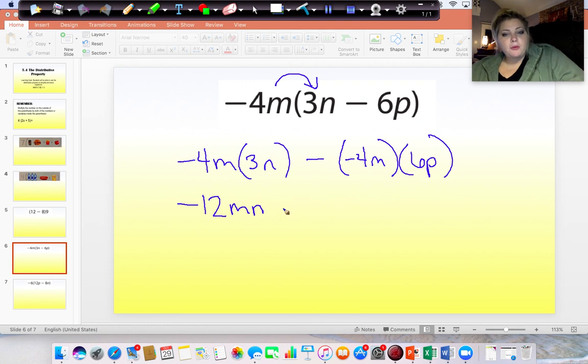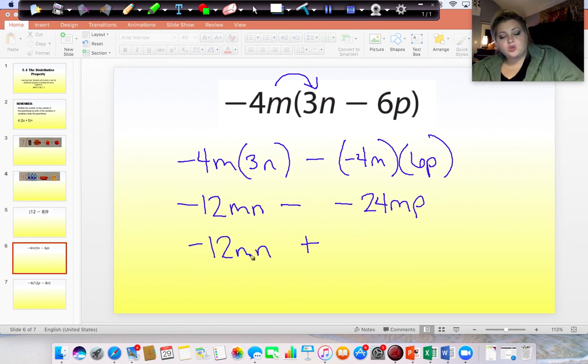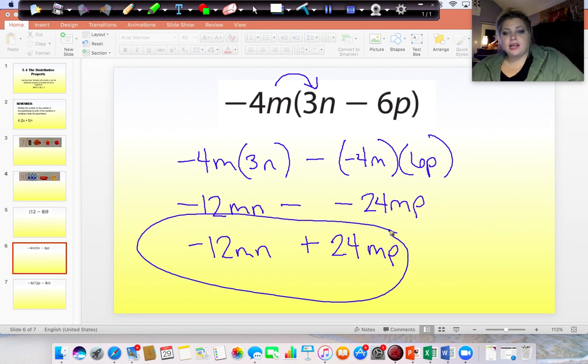All right, so minus negative 4m times 6p gives us negative 24mp. Now, subtracting a negative is the same thing as adding. So our final expression is negative 12mn plus 24mp. And that is as far as that expression will go.